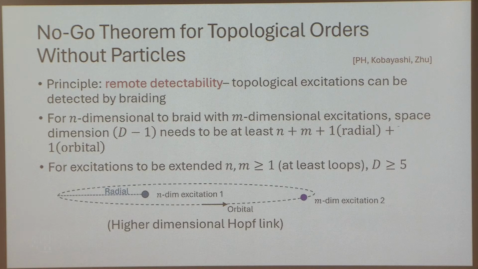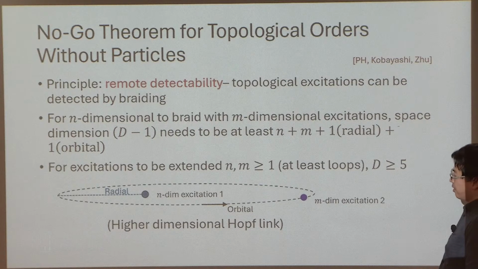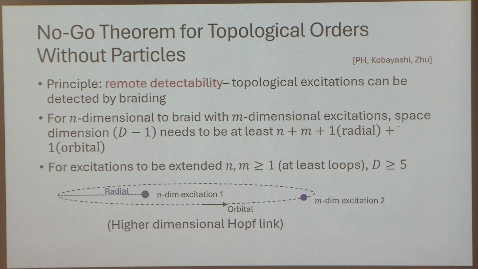So the principle I'm using behind the result is this remote detectability that I mentioned in the beginning. Namely, every topological excitation should be detected by another excitation by braiding. Now, if we demand that all excitations are extended, namely they are at least one-dimensional, then it turns out that in order for them to braid, the space has to have sufficiently high dimension.